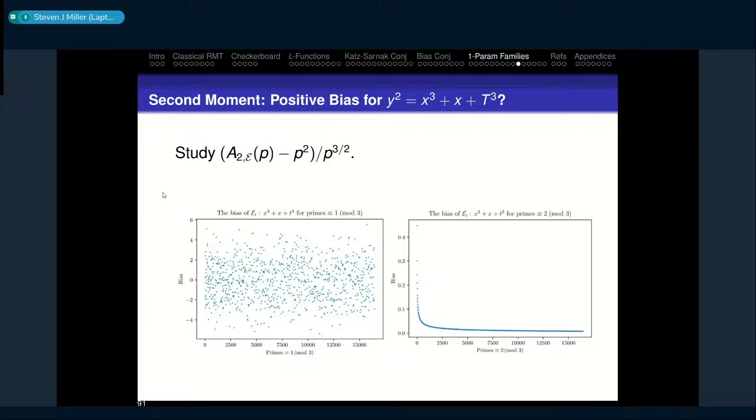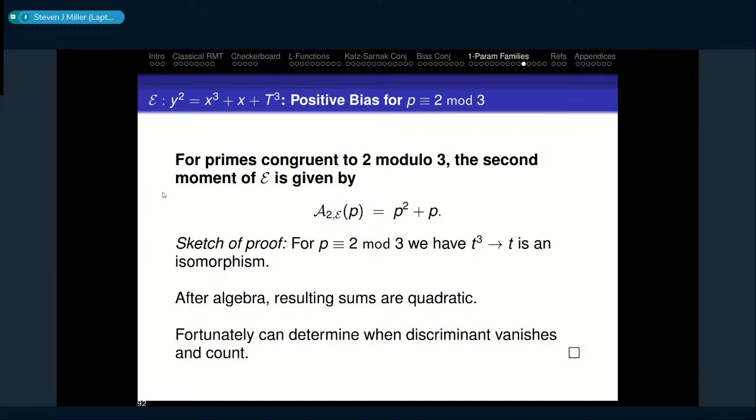So when you look at the plot on the left, it's not clear at all to me that there's enough of a bias there to overwhelm the bias from the primes that are 2 mod 3. And again, because I'm presenting on this, it has to be a special family where I can do the calculations. So for the primes that are 2 mod 3, we can actually write down exactly what the second moment is. It's p squared plus p.